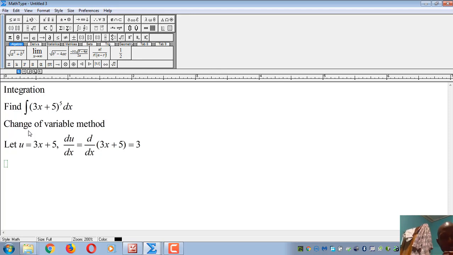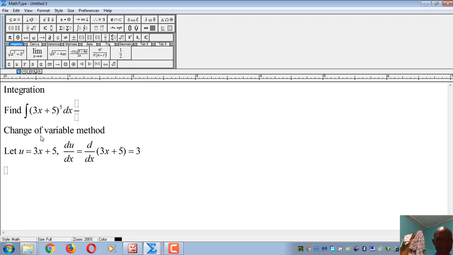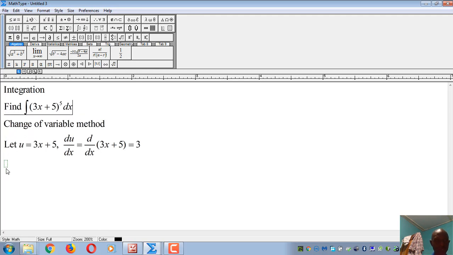Now the next thing we need to do is change the variables. We have been able to say that u is equal to 3x + 5. We also need to find a way of changing dx. Since du/dx equals 3, dx will be equal to du over 3.